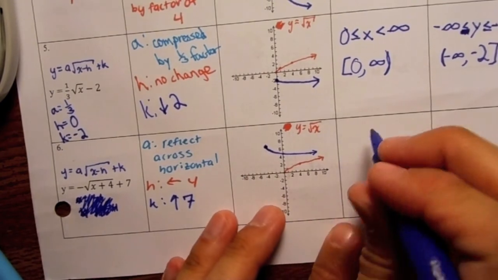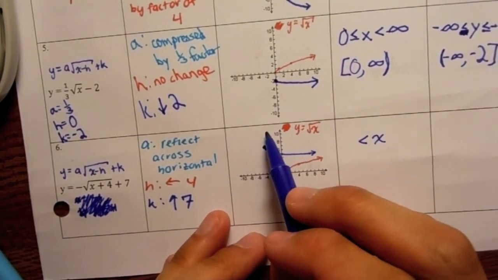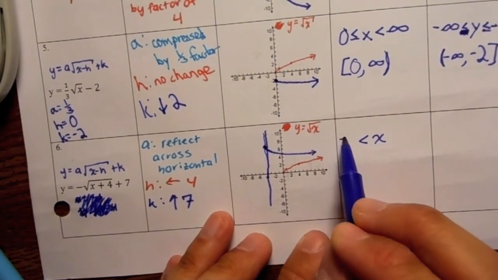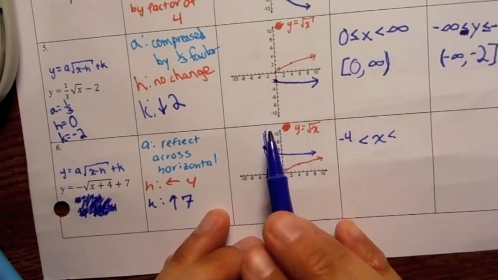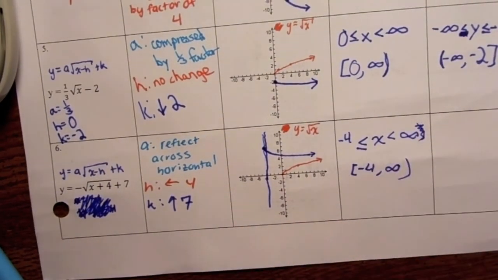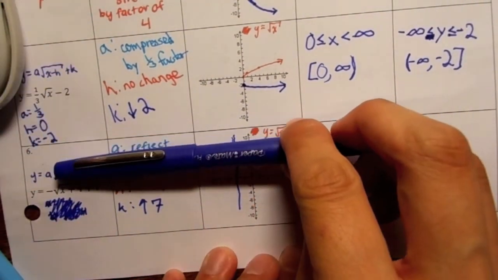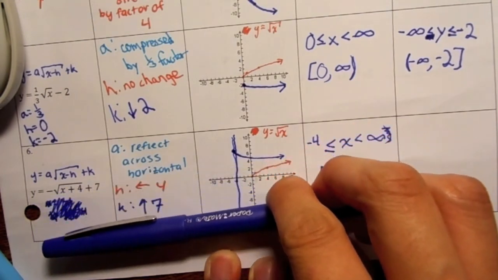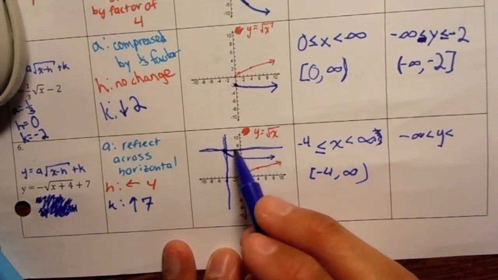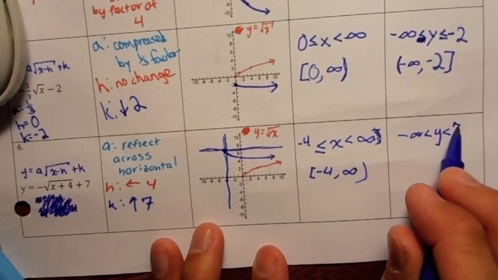And again with your domain and range, this time x is in between negative 4 as your left bound, all the way to infinity. And for your range values, just like the one above, it starts off at negative infinity, not included, all the way to our upper bound, which is at 7, included.